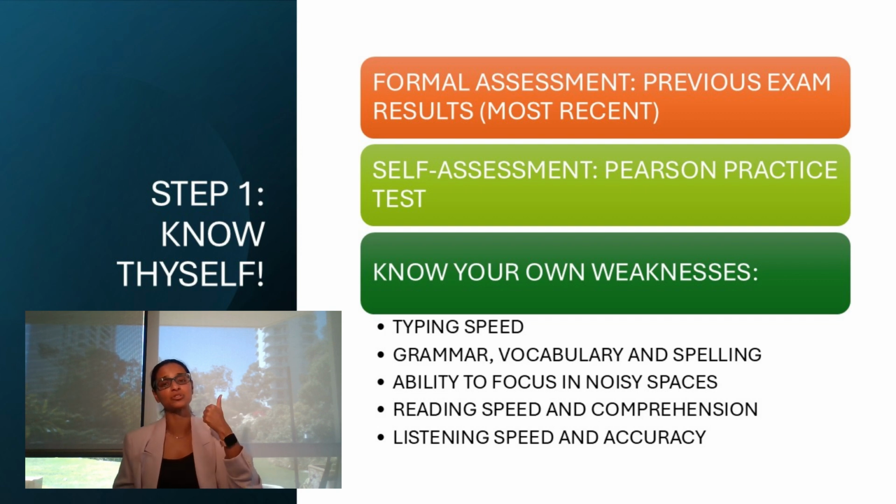So, first step is to know exactly what approximate level you are in PTE. For example, you have sat for PTE and you've got a 50, you need a 65. You know exactly where you're at and how far you need to go. Or do a self assessment by doing a Pearson practice test under test conditions.